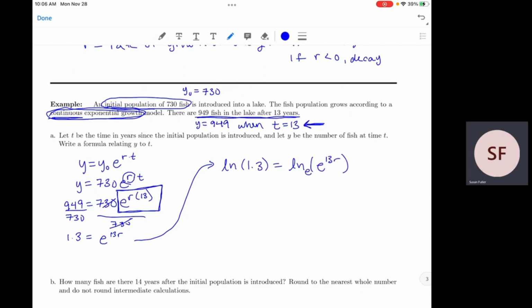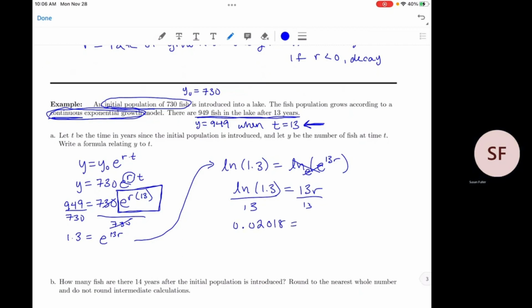the natural log is log base e. Since the base of the logarithm is e and the base of the exponential is e, the base cancels the base, and I have 13r left over here. So the ln of 1.3 equals 13r. Now to get r by itself, I just have to divide both sides by 13. And the ln of 1.3 divided by 13, you can put that into a calculator, and I got 0.02018, and that's our value of r.